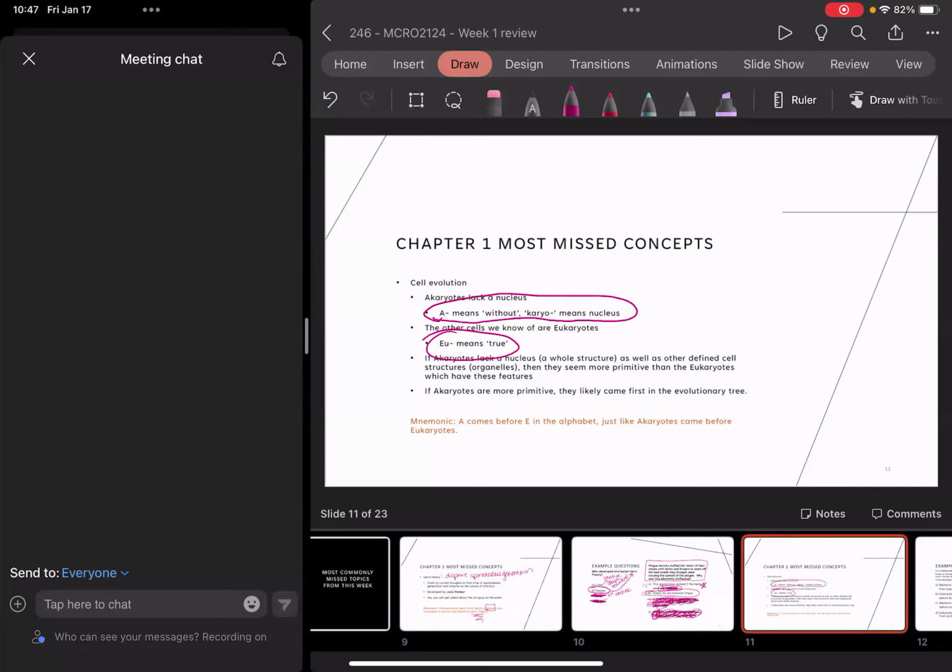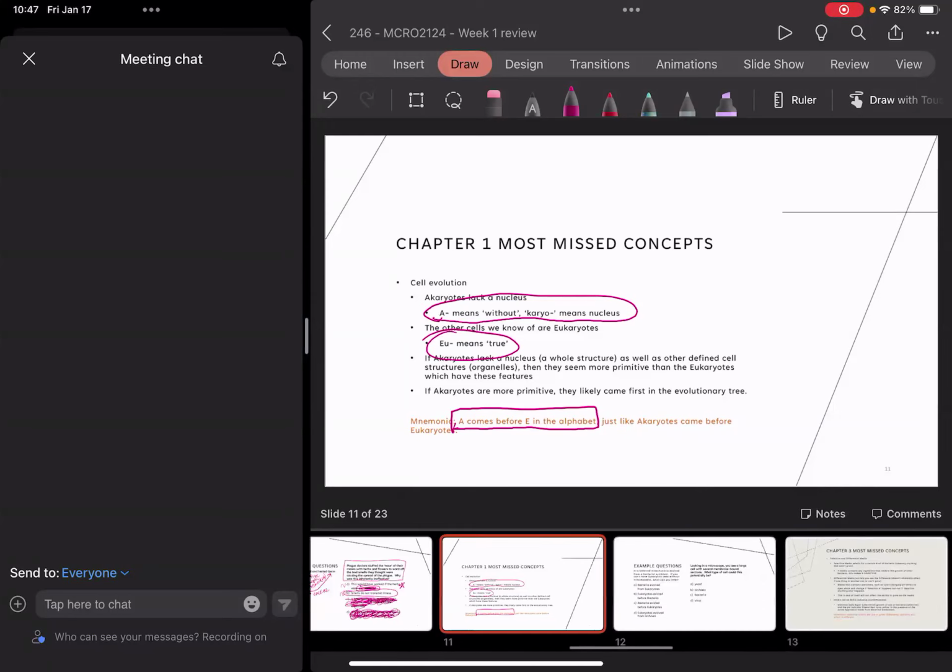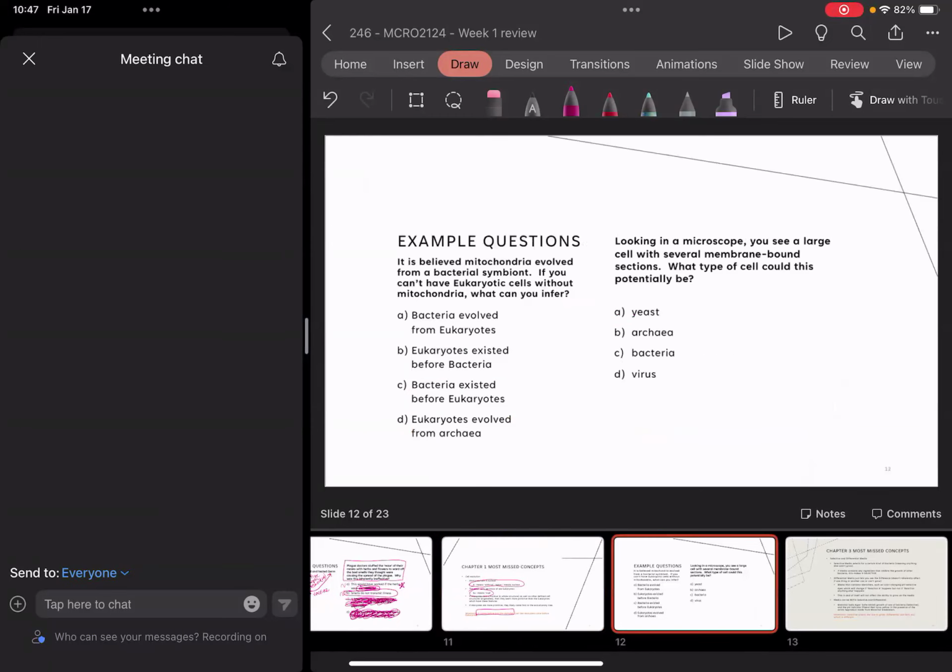I'm trying to think of a good example of that, but I'm not coming up with one just off the top of my head. But anyways, also you can think of A comes before E in the alphabet. It's your little memory device down here. A comes before E in the alphabet. So in evolution, prokaryotes would have come before the eukaryotes. And that means they're probably simpler cells. So they're not going to have as many structures, including the nucleus. It's more primitive, more basic. We can break it down that way to help us remember.